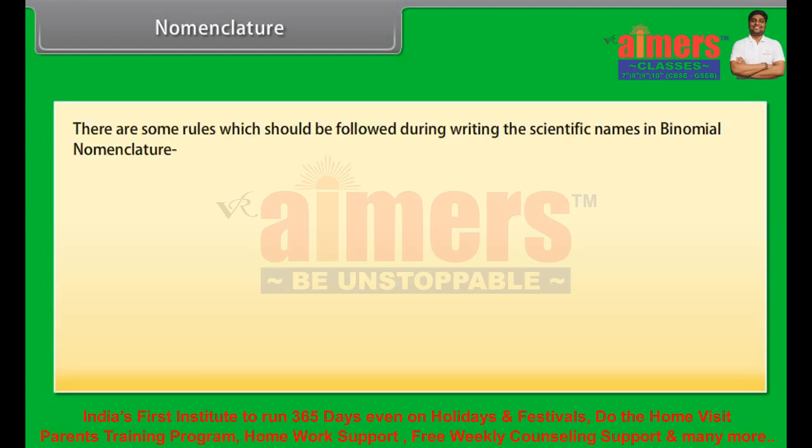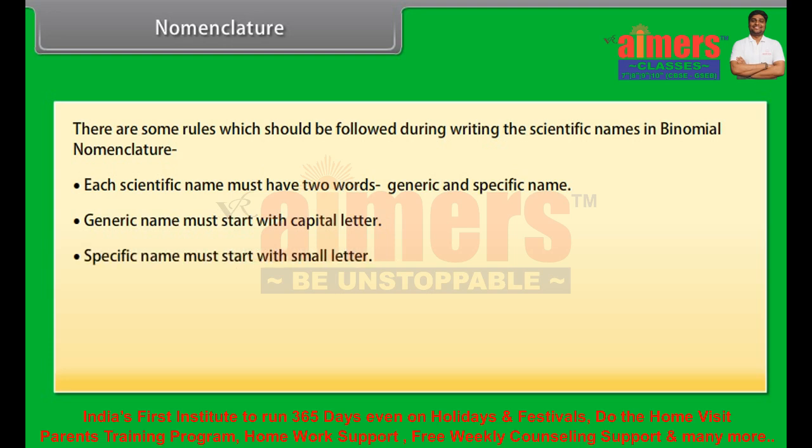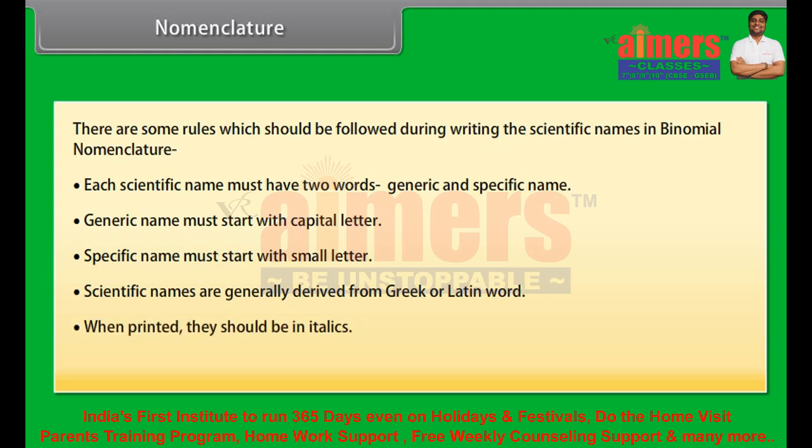There are some rules which should be followed during writing the scientific names in binomial nomenclature. Each scientific name must have two words, generic and specific name. Generic name must start with capital letter. Specific name must start with small letter. Scientific names are generally derived from Greek or Latin word. When printed, they should be in italics. When handwritten or typed, they should be underlined.